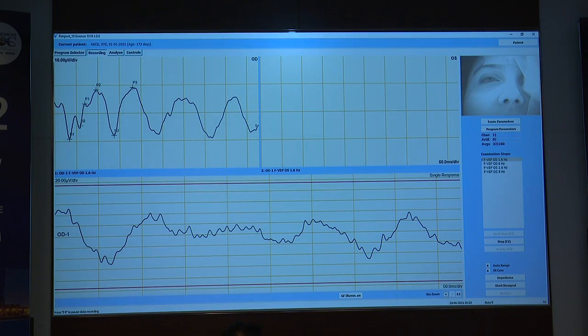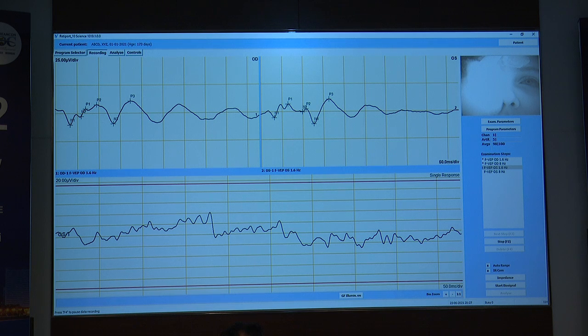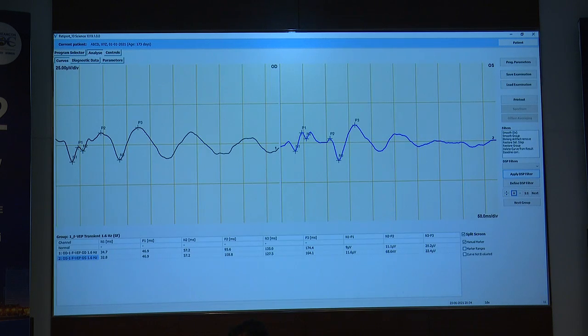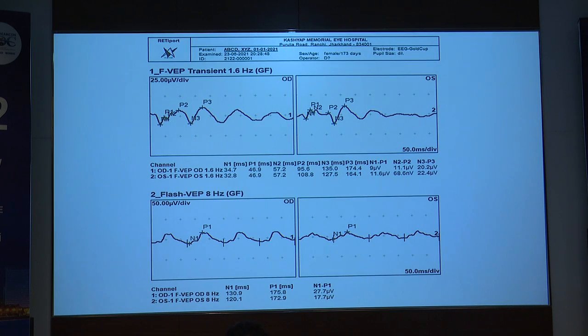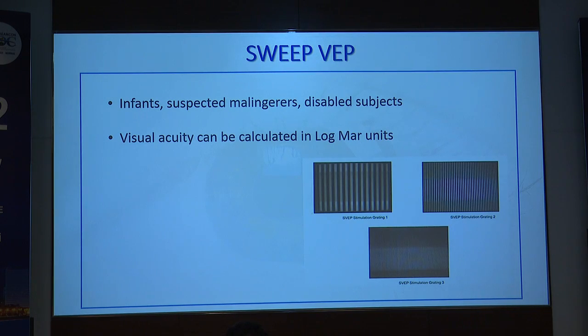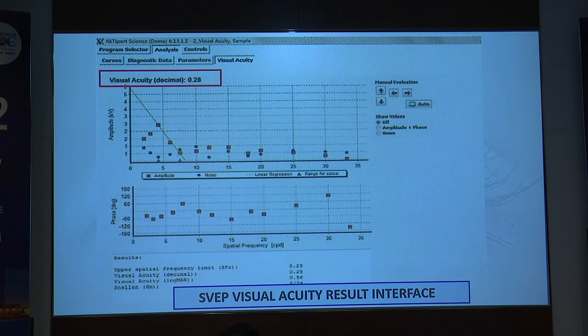This is how the recording interface looks, which needs to be enlarged according to the voltage. Here, the P2 latency is most important, which is 100 to 120, and the N2P2 amplitude should be more than 10 microvolt. Just a note on sweep VEP, to be done in infants, suspected malingers, or disabled subjects. Here, the visual acuity is extrapolated in logMAR units.